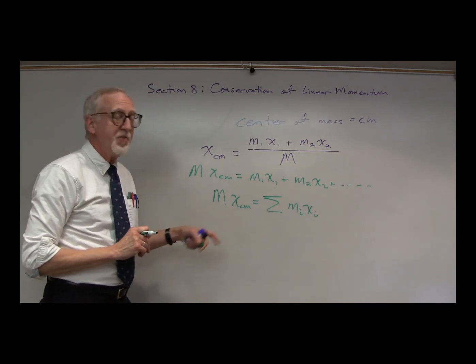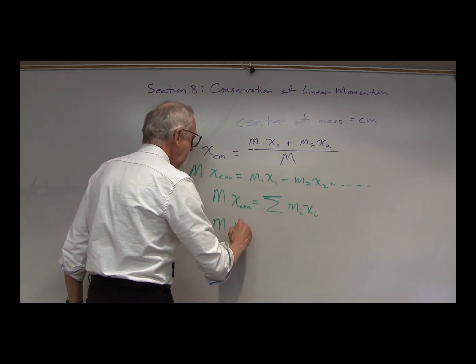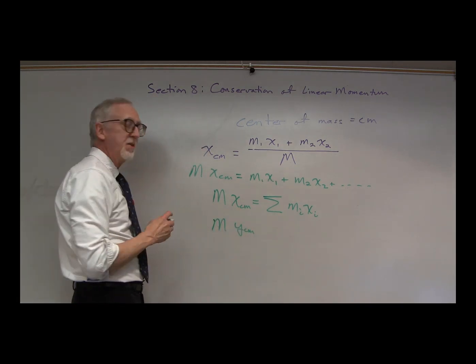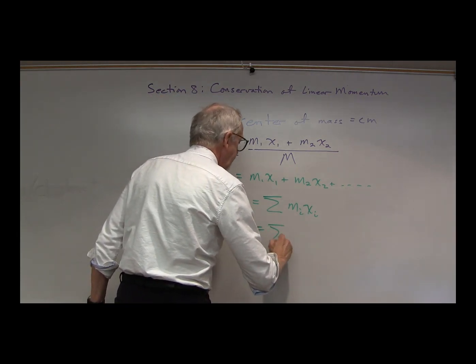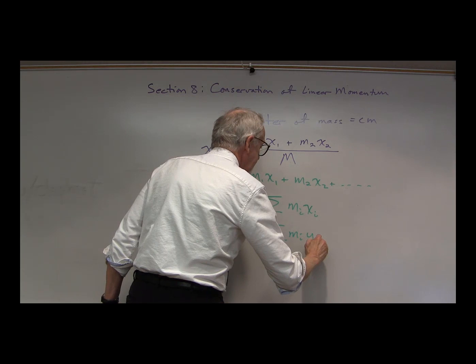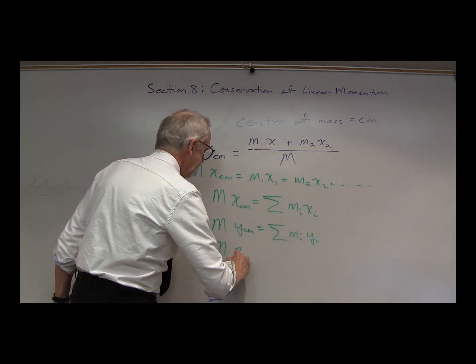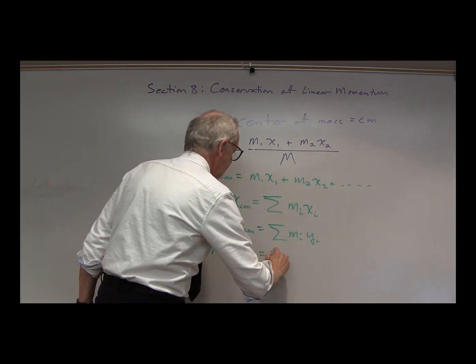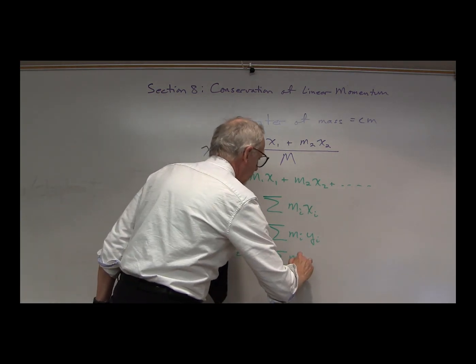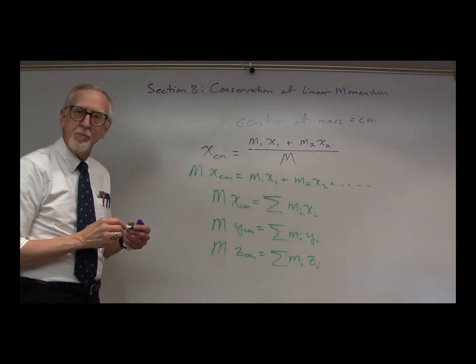And we can see pretty easily, we can extend this to multiple dimensions. We could say the total mass times the position of the center of mass along the y-axis, or the y-coordinate, would be the sum of the masses times the individual y-coordinates. And the total mass times the center of mass along the z-axis is the sum of all the individual masses times the z-coordinates. Okay, well that's very good.